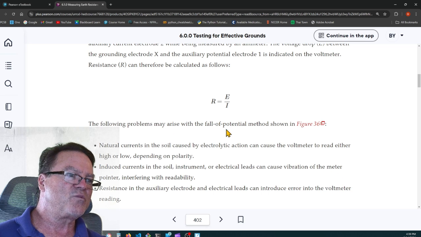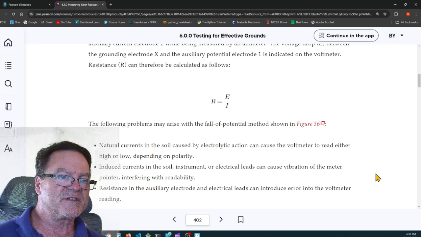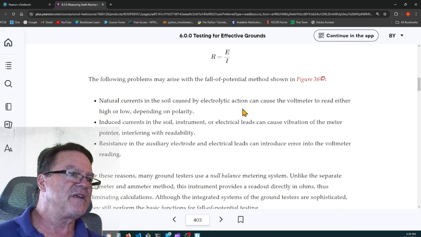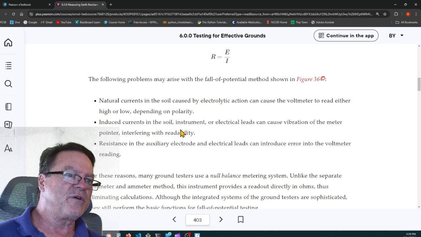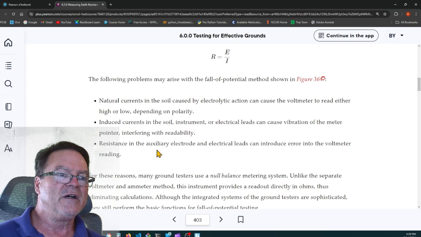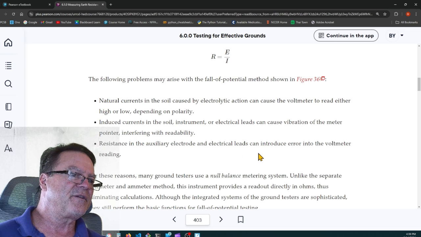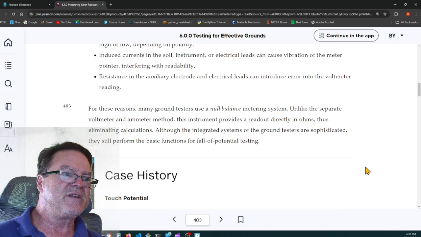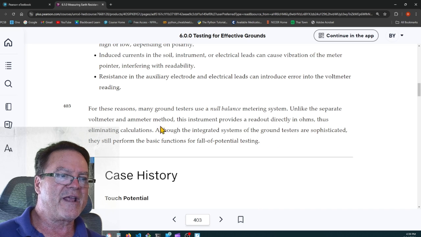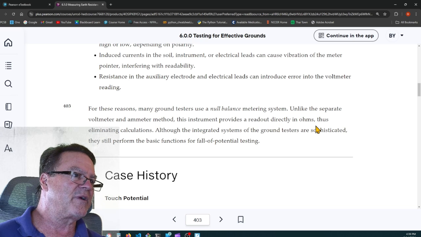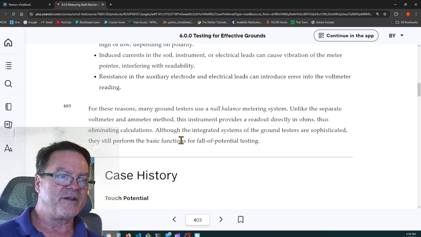So the following problem may arise with the fall of potential method shown in figure 36. Natural currents in the soil, causing electrolytic action, can cause the voltmeter to read either high or low depending on polarity. Induced currents in the soil, instrument or electrical leads can cause vibrations of the meter pointer. Resistance in the auxiliary electrode and electrical leads can introduce error into the voltmeter. For these reasons, many ground testers use a null balance metering system. Unlike the separate voltmeter and ammeter method, this instrument provides a readout directly in ohms, thus eliminating calculations.